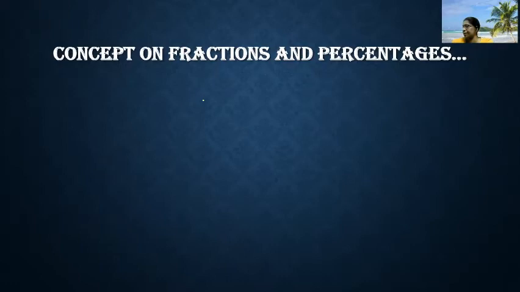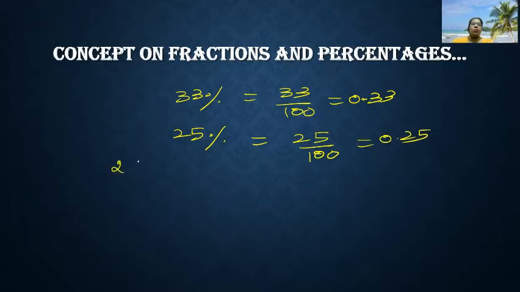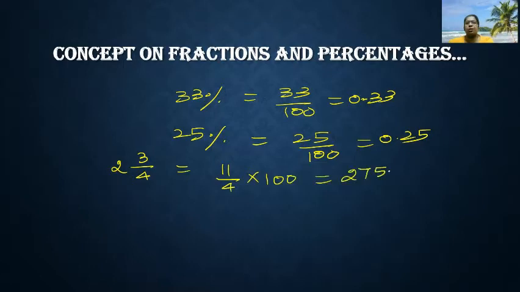Let's convert percentage into a decimal. 33% can be written as 33 over 100, that is 0.33. 25% can be written as 25 by 100, that is 0.25. Suppose we want to convert 2 3 by 4 into a percentage. 2 3 by 4 is a mixed fraction. We can write it as an improper fraction, 11 by 4 into 100, that is equal to 275%.